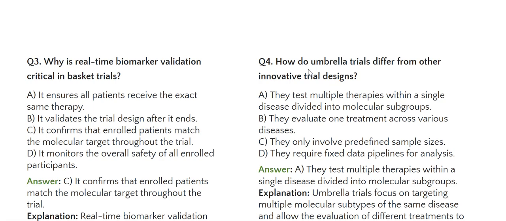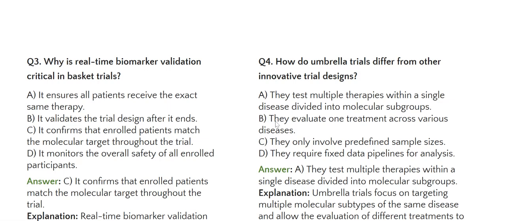Question 4, how do umbrella trials differ from other innovative trial designs? As we said, it's the opposite from basket. A, they test multiple therapies within a single disease divided into molecular subgroups. B, they evaluate one treatment across various diseases. C, they only involve predefined sample sizes. Or D, they require fixed data pipelines for analysis.